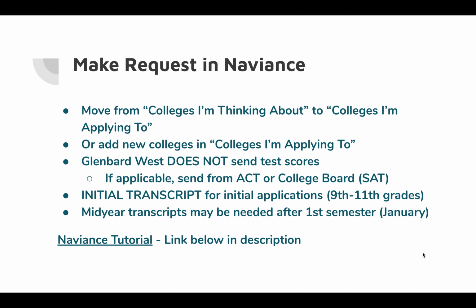How do you make a request in Naviance? There's a couple different ways. One is moving your college from the Colleges I'm Thinking About list that you researched junior year to the Colleges I'm Applying To folder and requesting a transcript there. Or you can add a new college to Colleges I'm Applying To. Also, you can sync up your Common App account and it may automatically populate. Please see the video on connecting and matching your Common App account to Naviance.